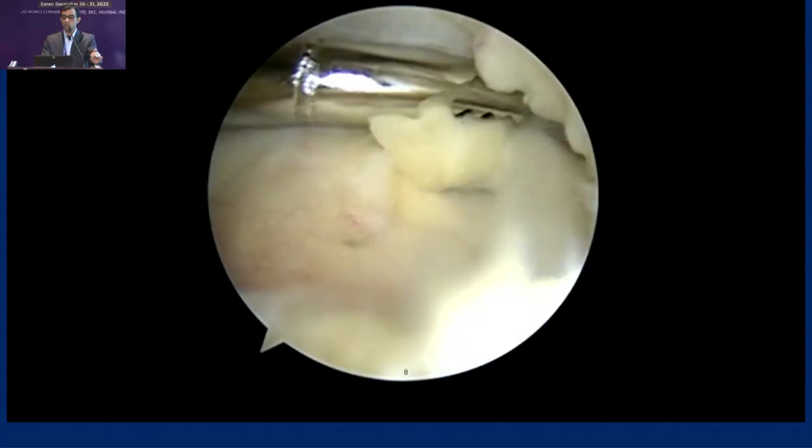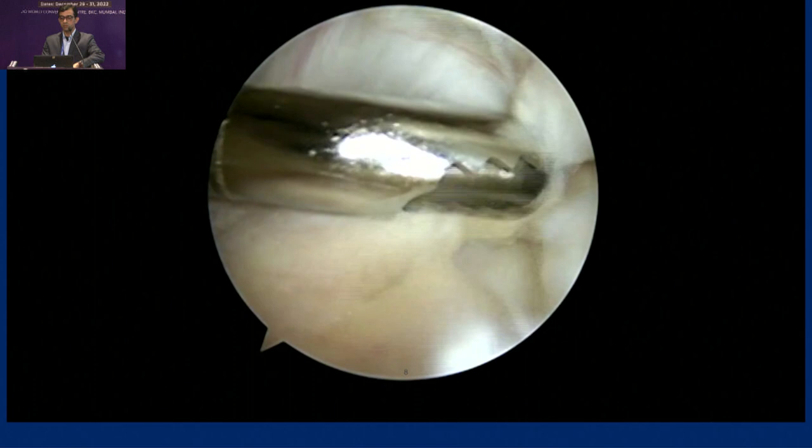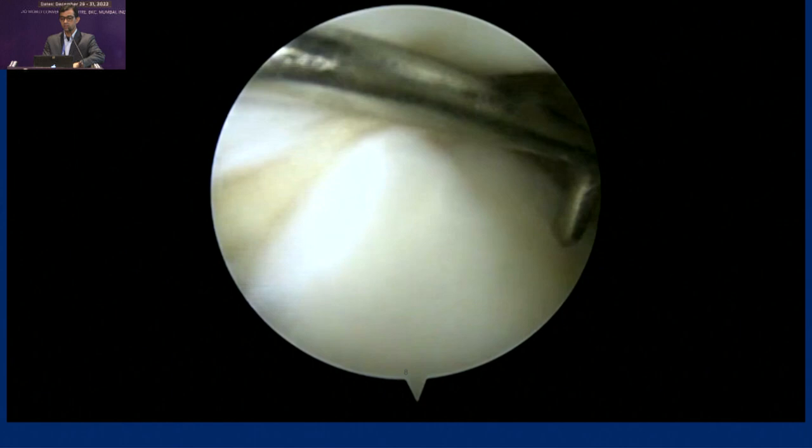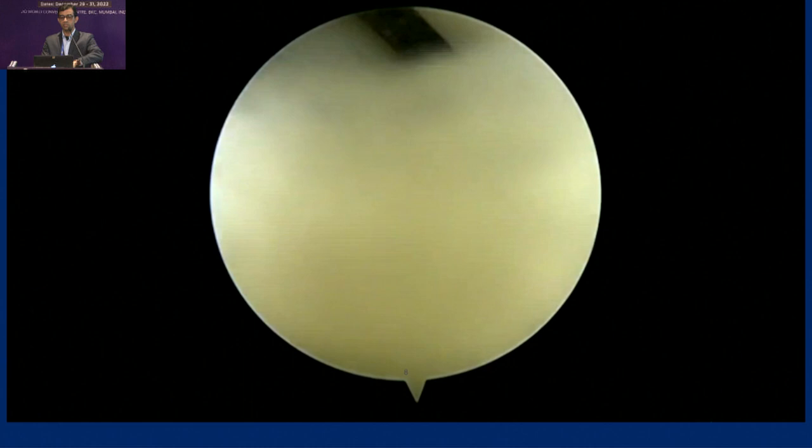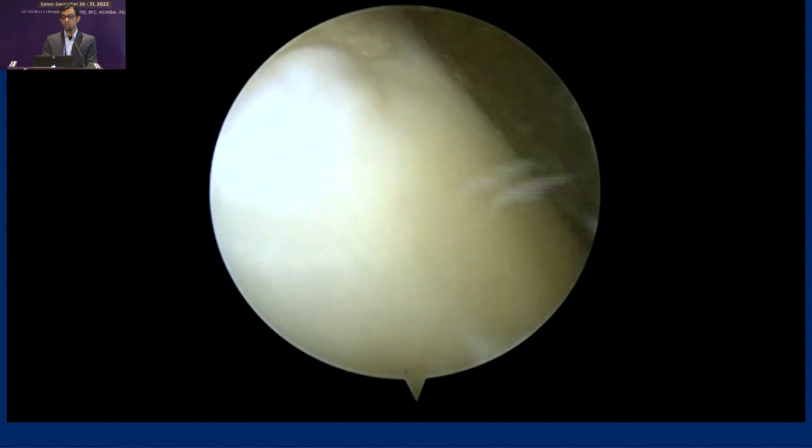When you scope all these patients, you can find some fat pad in between the ACL and the discoid meniscus. You need to debride the fat pad clearly. This is a type 1 lateral discoid, which you can see is extending right up to the ACL. You can see the over surface and the under surface of the discoid meniscus.